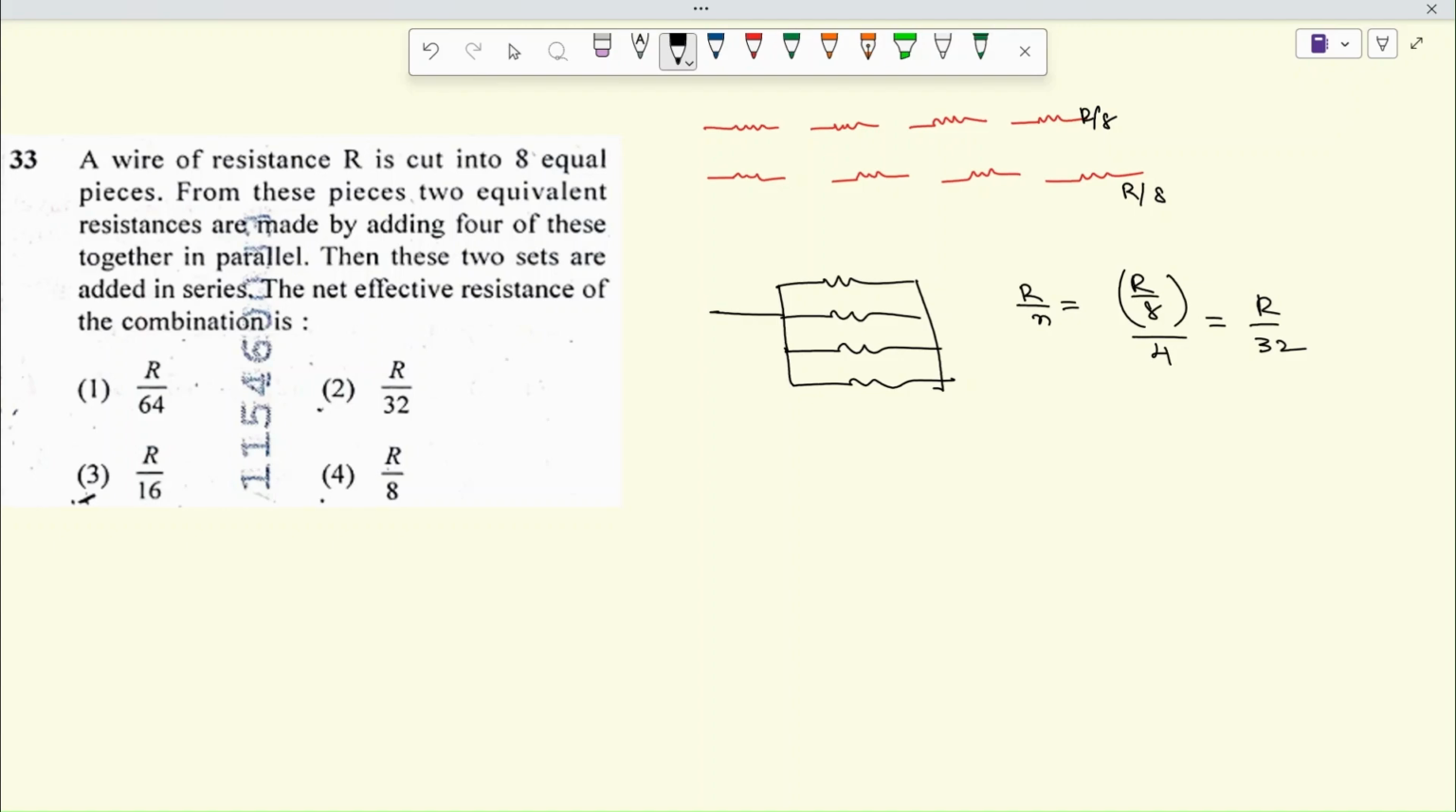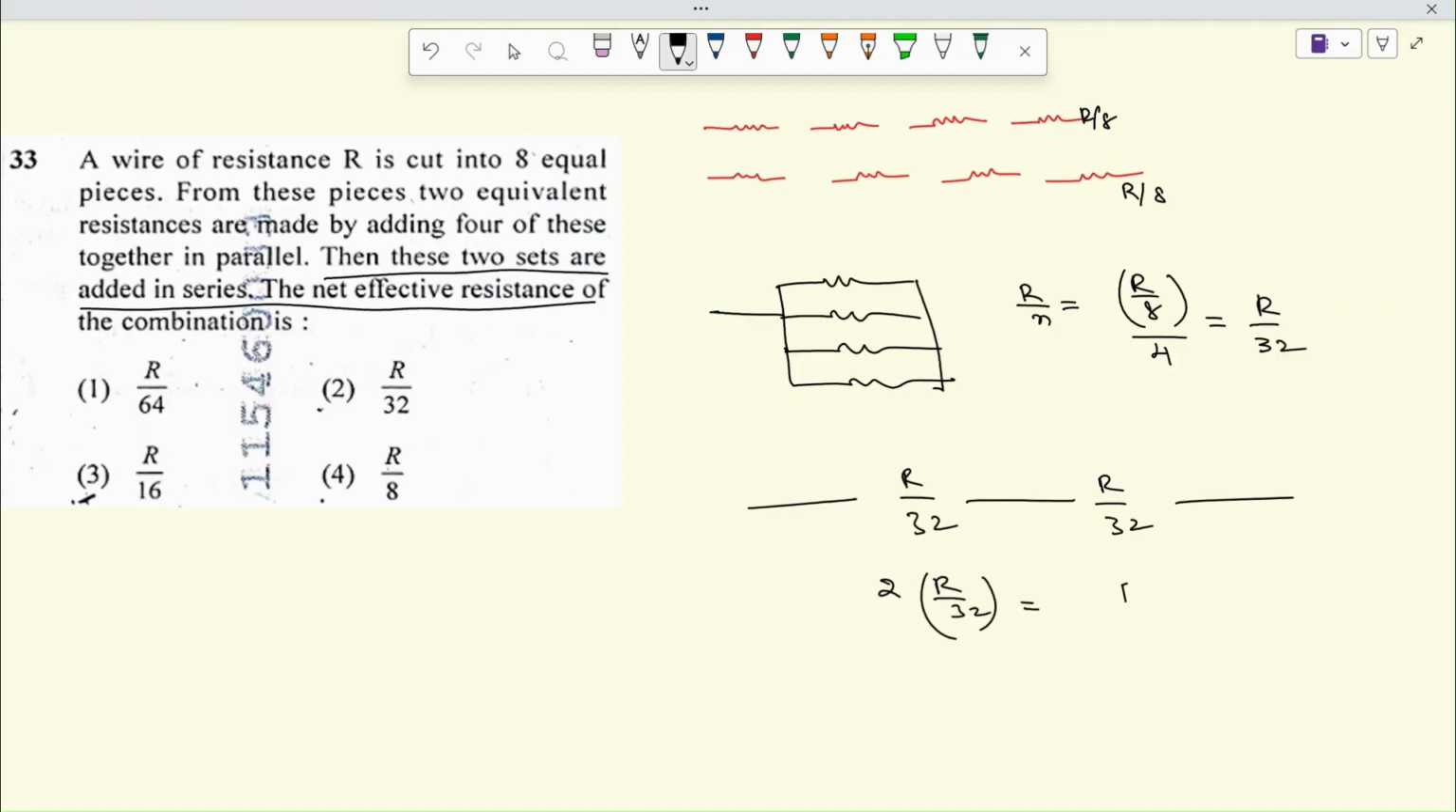And then these two sets are added in series. So like this, R by 32 and another R by 32 are added in series. So total is the sum of them. So 2 into R by 32, which is R by 16 ohms. Final value is R by 16.